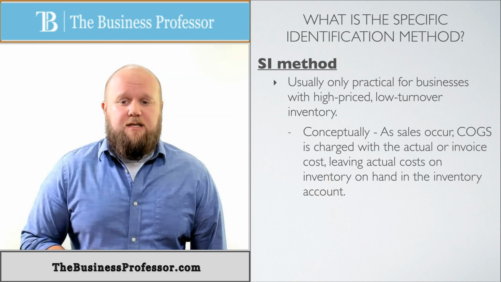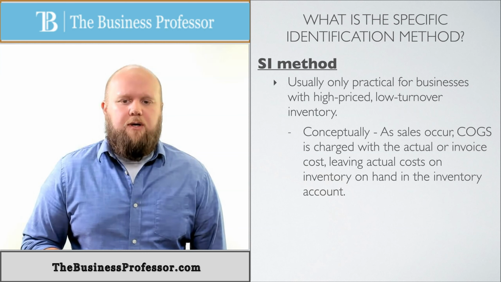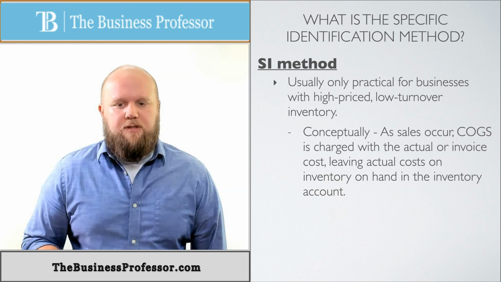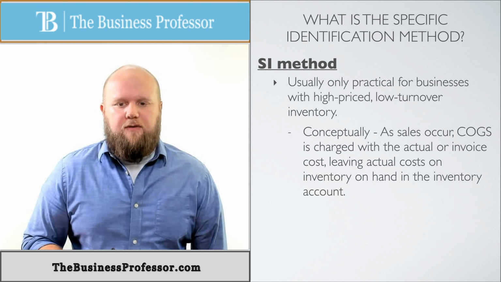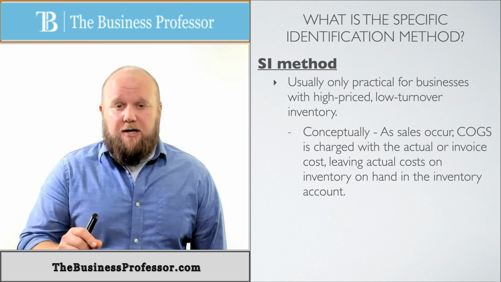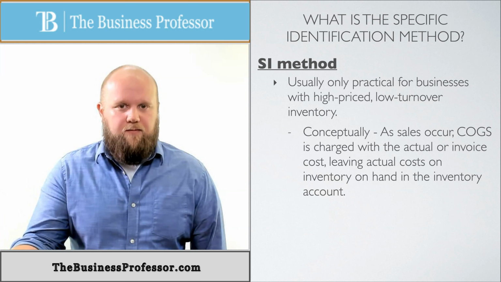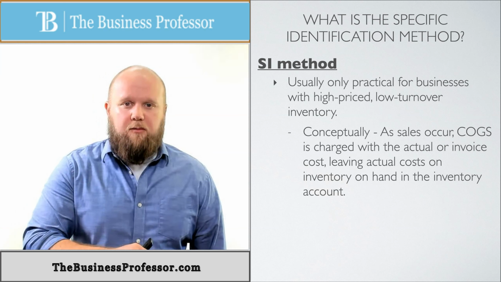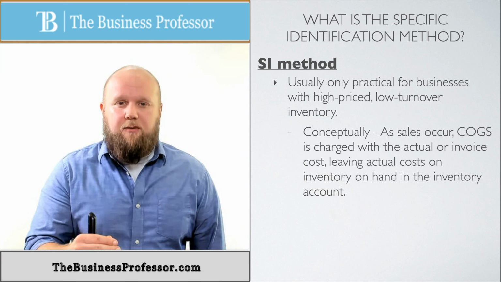Conceptually, as the sales occur, COGS, cost of goods sold, is charged with the actual or invoice cost, leaving the actual cost of inventory on hand still in the inventory account. So what I sold is actually the number that it cost me. That's what I expensed. And then what I still have in my warehouse is the actual number of what I still have, because I know exactly which ones they are.